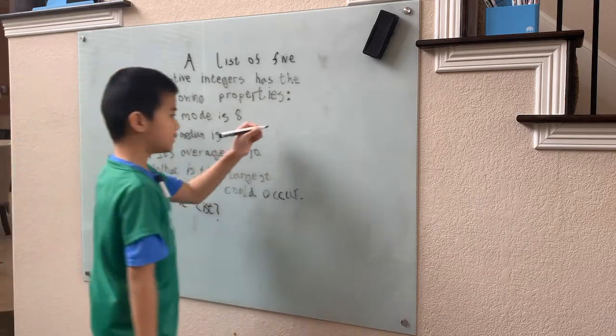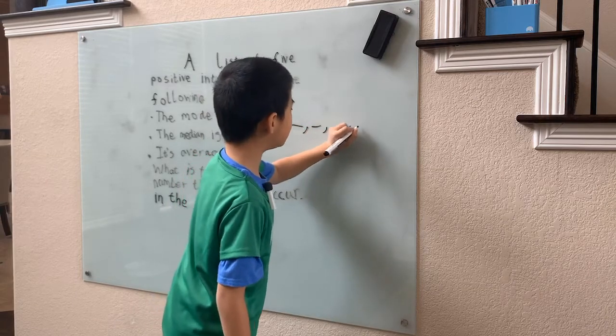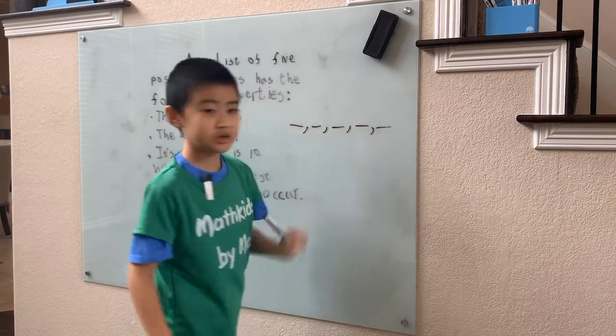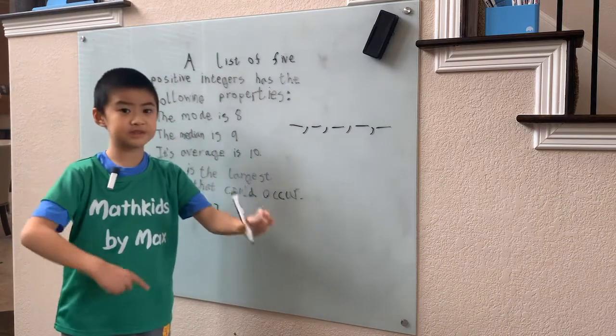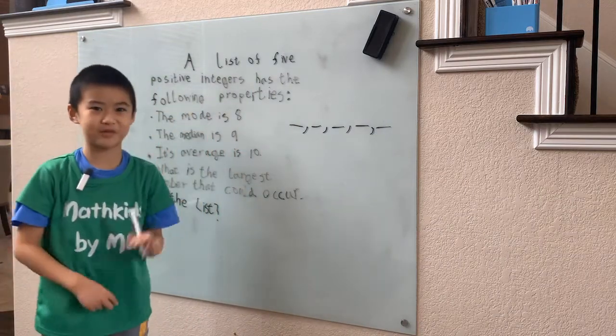Now first, we're going to write down 5 numbers, and then we're going to let them be in increasing order, so that we order them from least to greatest. That way the numbers won't be scattered around everywhere.